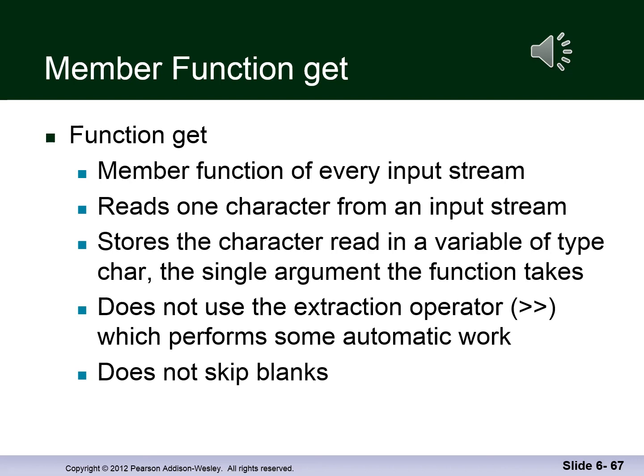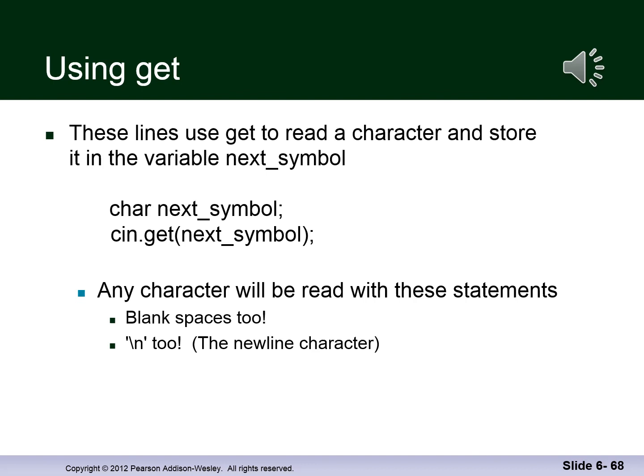Here we have some code that illustrates the use of the member function get with the cin input stream. First we declare a char called next symbol, and then we use the get member function. It's a member function of the iostream and also fstream, with cin the object. And the argument is next symbol. So the next character in the input stream will be read with these statements, and its value will be placed in the char variable next symbol. If it's a blank space, it'll be read into next symbol. If it's the new line character, it'll be read into next symbol. Unlike the extraction operator, it does not skip end of line and blank chars.